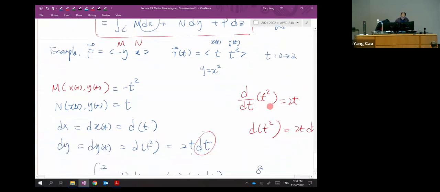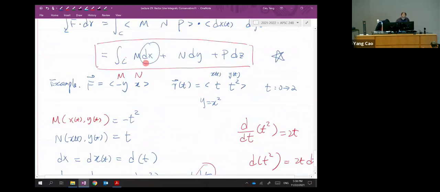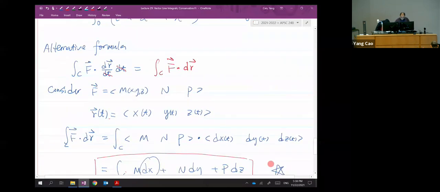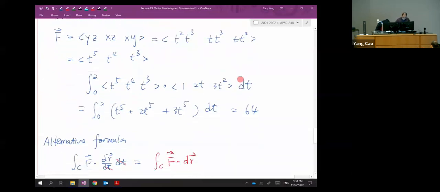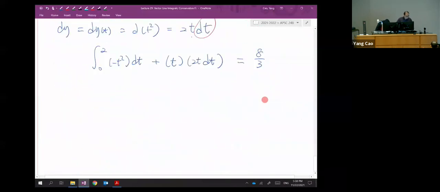But I find some students not quite comfortable with this formula. If that's the case, then I would recommend that you use the other formula here. All right, so this is basically the idea of a vector line integral: you integrate a certain vector field over a curve C represented by a parametric equation R of t.